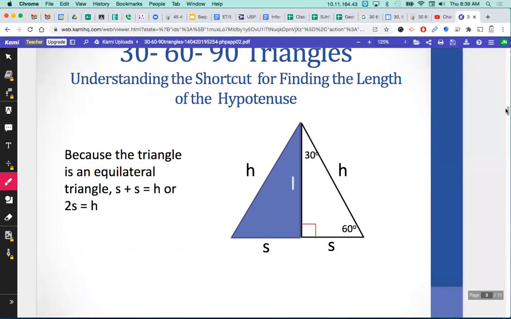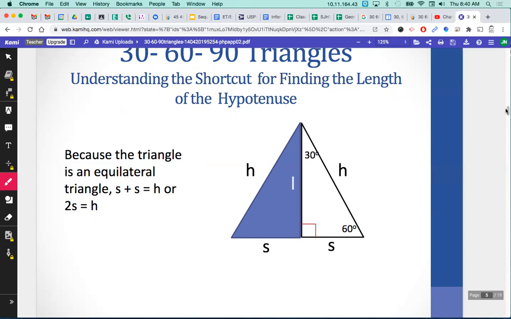We know that this side down here is going to be half the length of the hypotenuse. Because if it's an equilateral triangle, these are all the same. So this side down here is always going to be half the length of the hypotenuse. We're just looking at this triangle on the right.